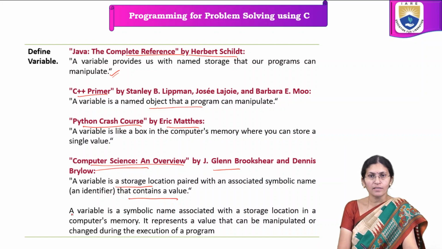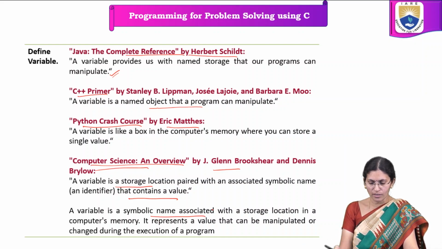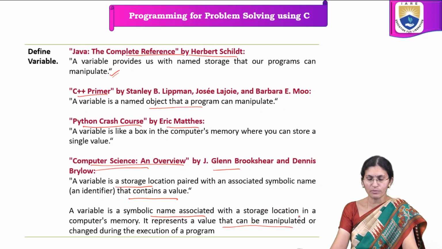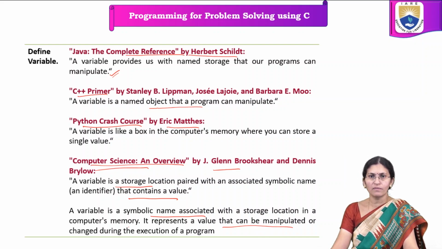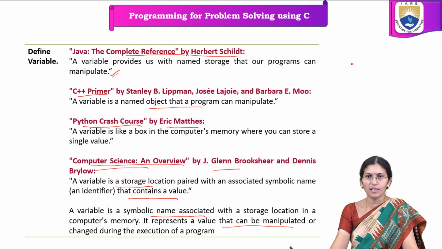In this way you can summarize the definition of a variable. A variable is a symbolic name associated with a storage location in a computer's memory. It represents a value that can be manipulated or changed during the execution of the program. The value associated with the variable can be changed during the execution of the program. That means its value is not constant.